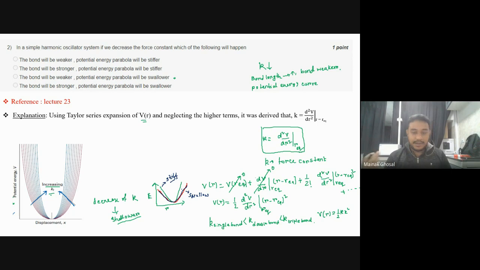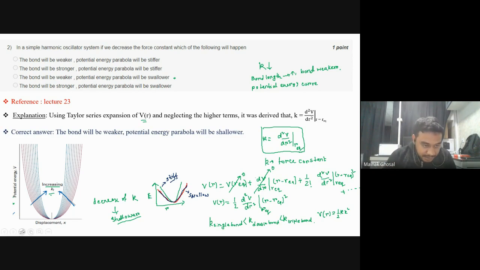So now you can define what is steeper and what is shallower, and you have seen that as k is decreasing, your second derivative will decrease, and this will become much more shallow. So the correct answer is the bond will be weaker. Your answer was correct. I have also explained that the bond will be weaker and the parabola will be shallower. Sorry for the spelling mistake, corrected here.